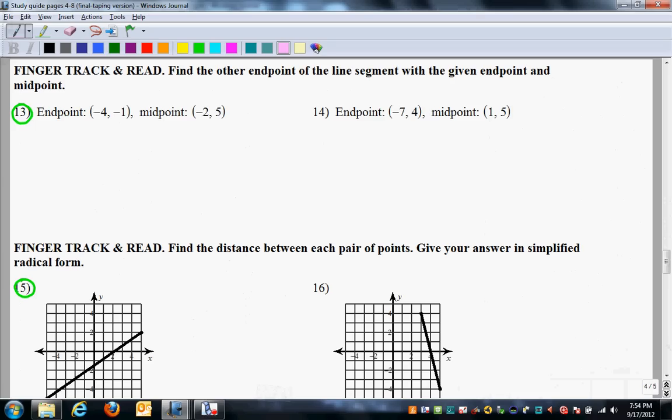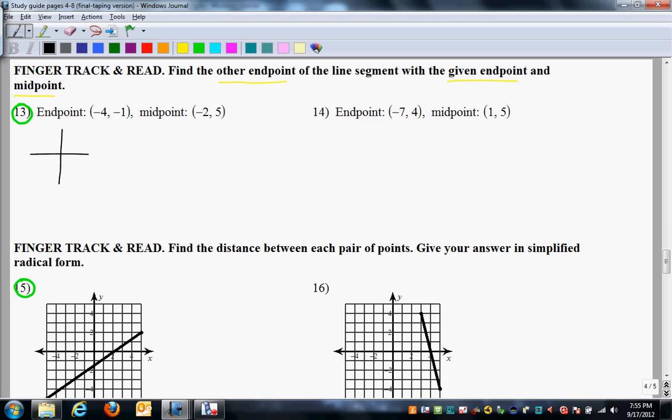Now we're going to do 13. It says, find the other endpoint of the line segment given an endpoint and a midpoint. Okay, so let's see what we have going on here. We have an endpoint of -4, 1.